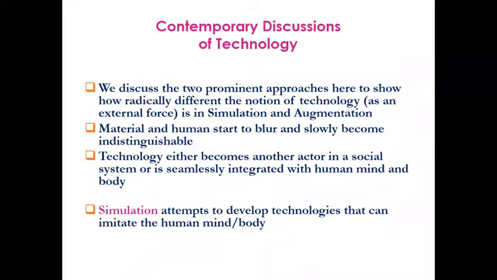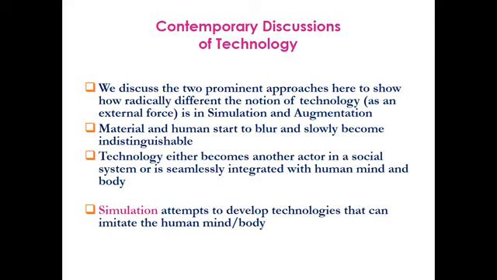Another aspect in this chapter is the contemporary discussions of technology. In recent times, the discussion of technology has come to two prominent approaches. And here we show how radically different the notion of technology as an external force is in simulation and augmentation. Material and human start to blur and slowly become indistinguishable. So technology either becomes another actor in the social system or is seamlessly integrated with human mind and body. These you will see in simulation and augmentation.